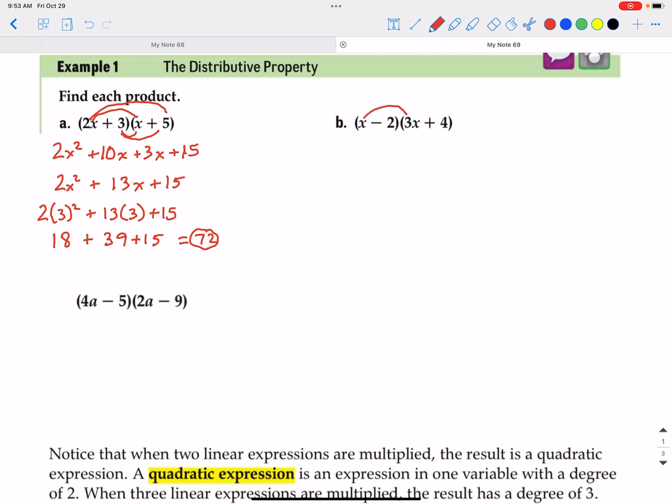We'll take x times 3x, and that is 3x squared. Take x times 4, and that is 4x. And now take negative 2 times 3x, and that is negative 6x. And take negative 2 times 4, and that is negative 8. And then we combine our like terms. We have 4x plus negative 6x, that's negative 2x, and then minus 8. Lots of places to make mistakes on these. Lots of places you can forget an exponent or switch a plus or minus sign. So make sure you're working carefully.